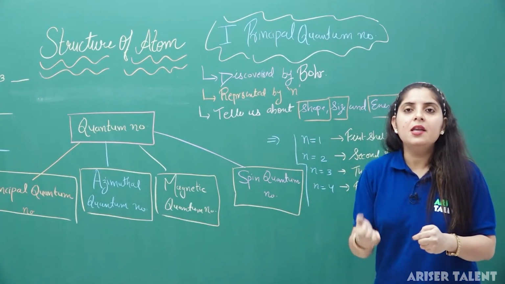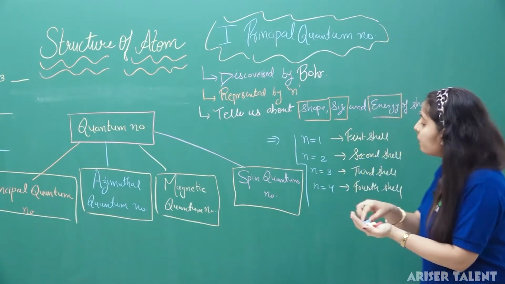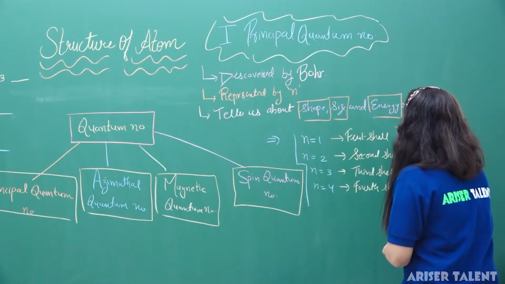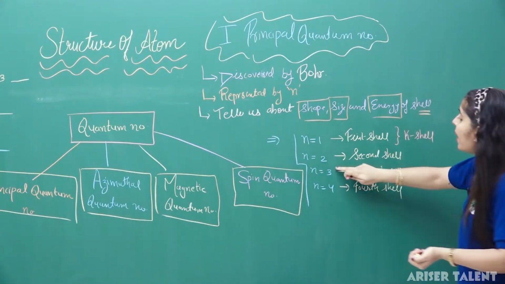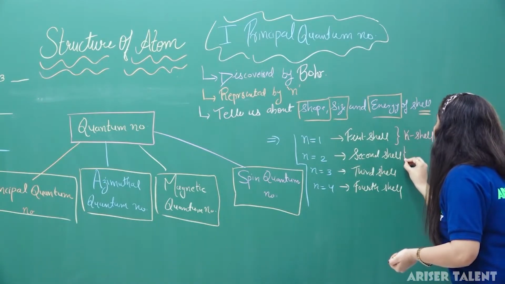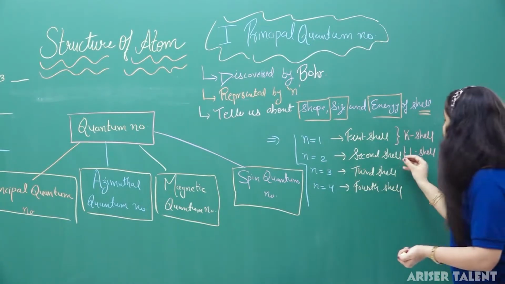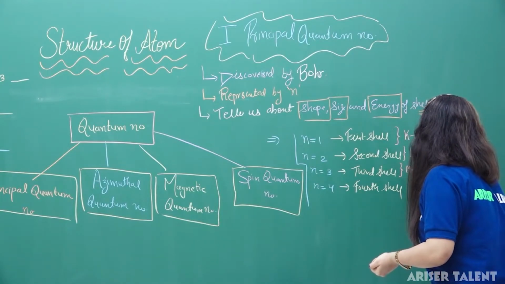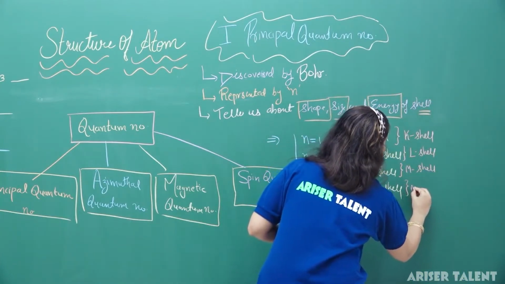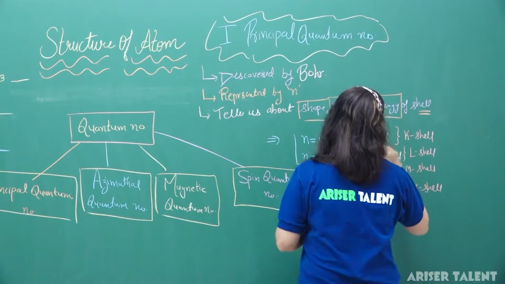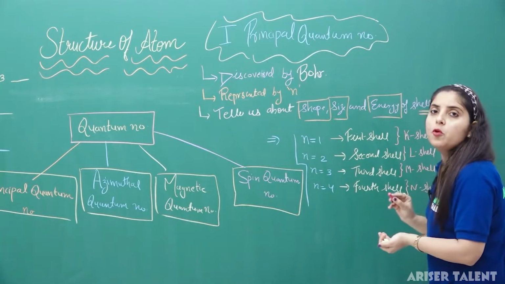But for the simplicity, we have designated these terms by a few alphabetical symbols. So if we have n equal to 1, we may call it a K shell. If I have n equal to 2, I can call it L shell. If we have n equal to 3, we can call it M shell. And if we have n equal to 4, we can call it N shell. So here is a few alphabetical representation of the quantum numbers.